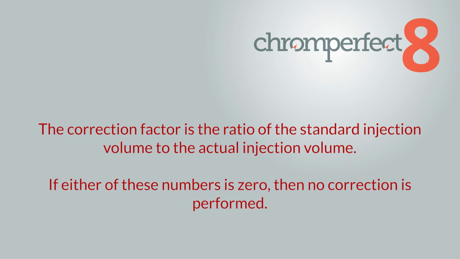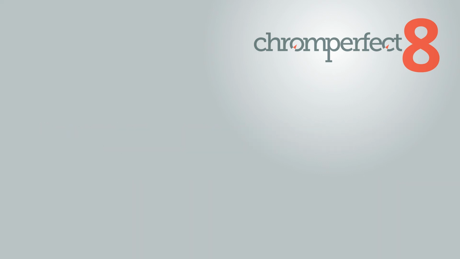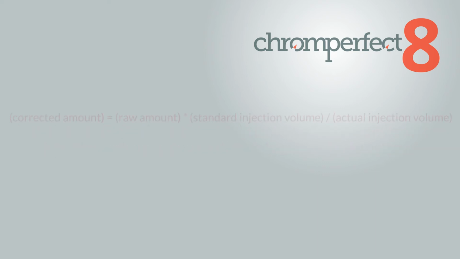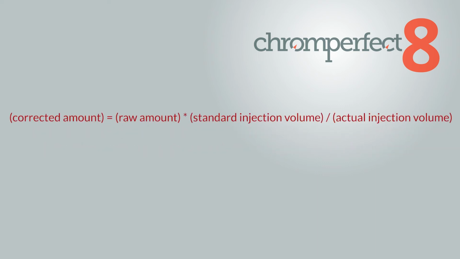The correction factor is the ratio of the standard injection volume to the actual injection volume. If either of these numbers is 0, then no correction is performed. The standard injection volume acts as a multiplier and the actual injection volume acts as a divisor in amount calculations. Corrected amount equals raw amount multiplied by standard injection volume divided by actual injection volume.